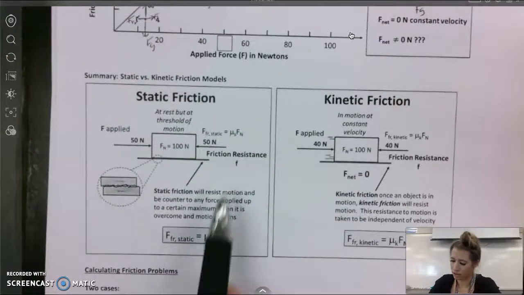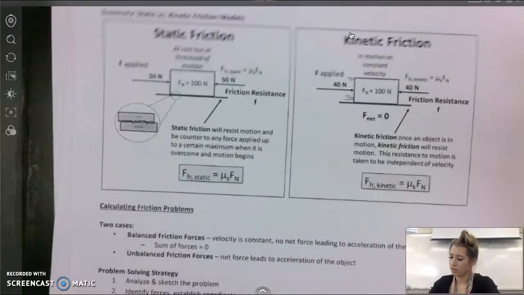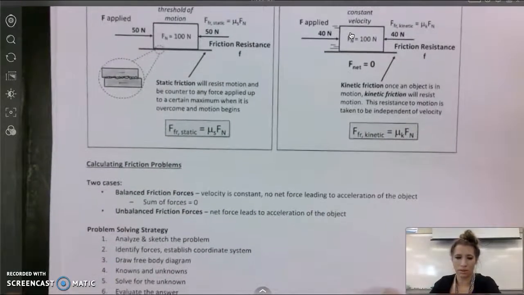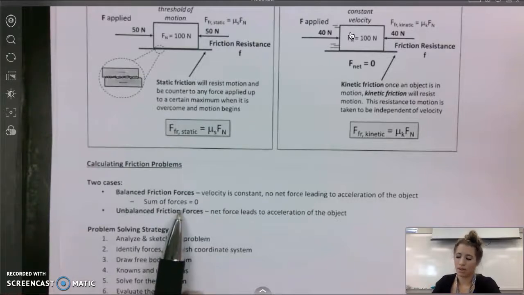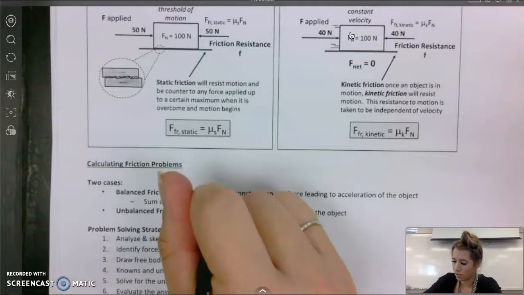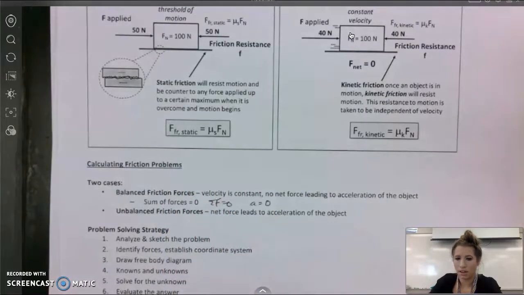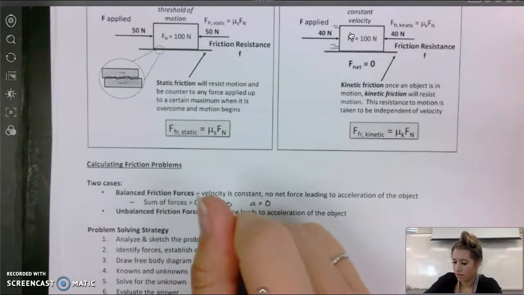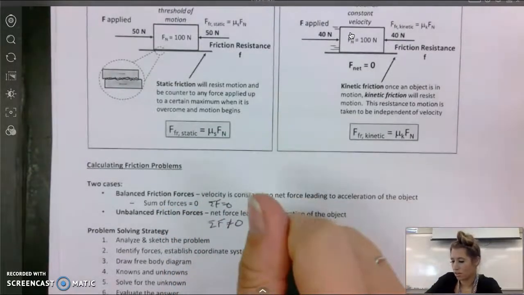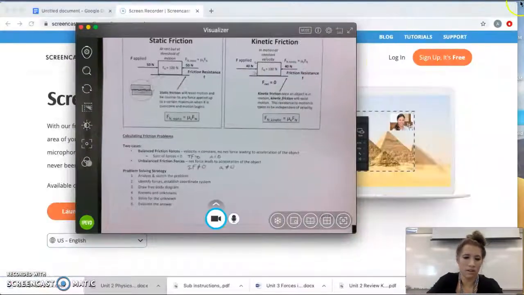Okay, this is just kind of what we were talking about before. We have two situations: a balanced frictional force and an unbalanced frictional force. Balanced just means the sum of the forces is equal to 0, and that would mean that the acceleration is 0. Unbalanced forces is when the sum of the forces does not equal 0, which means acceleration does not equal 0.